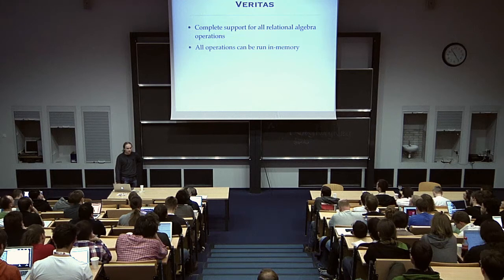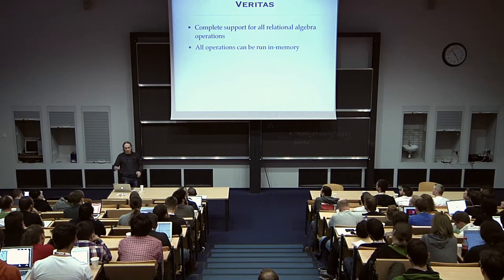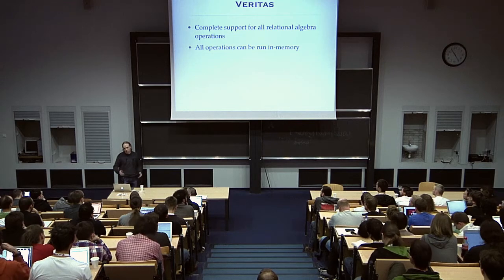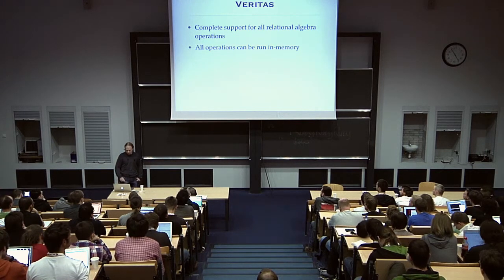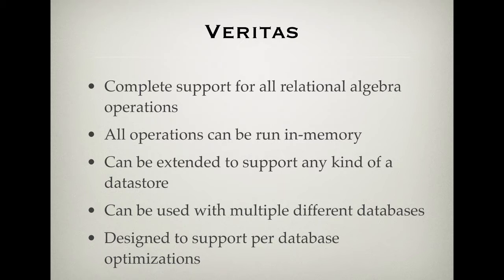A really interesting thing about Veritas is that all the operations can be run in memory. So if there's a database that doesn't support, for example, joins, but you want to use that database and perform joins, you will be able to do that with Veritas, transparently. It's going to happen in memory. And Veritas can be extended with adapters to support any kind of data store, as I already said. This is also another concept taken from DataMapper 1. You will be able to work with multiple data stores simultaneously within one application, and you will have transparent access to just any kind of database.